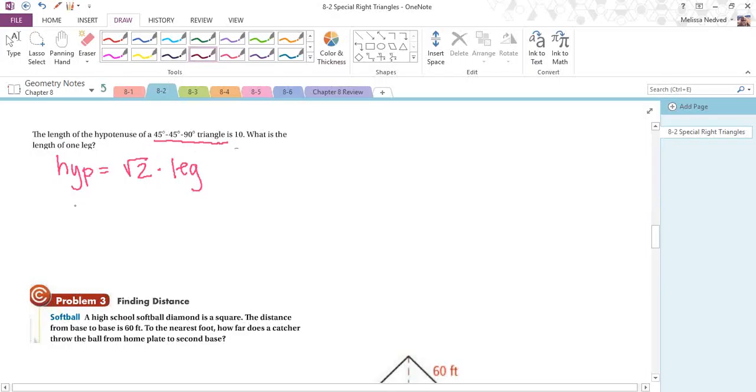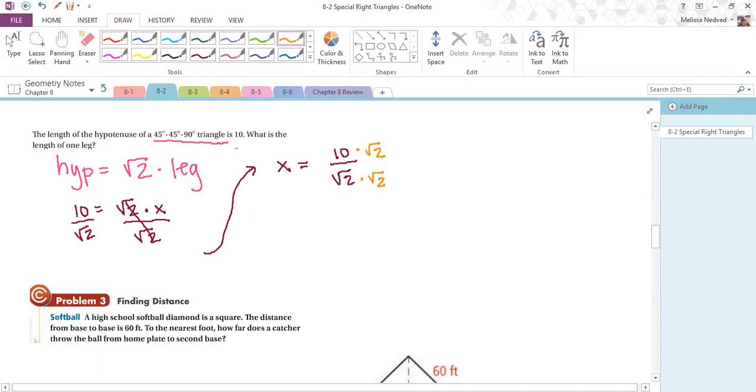My hypotenuse in this case is equal to 10. I don't know the leg, I'm going to use variable x. Hopefully this is looking familiar from that last example. Divide each by the square root of 2 to get x by itself. X is equal to 10 over the square root of 2. We don't want to leave the square root in our denominator, so we need to rationalize that denominator by multiplying both top and bottom by the square root of 2.